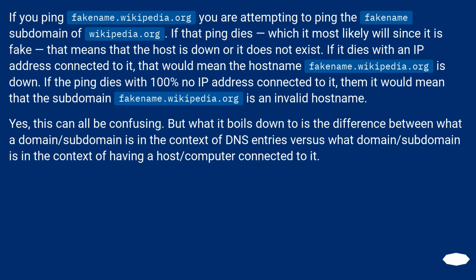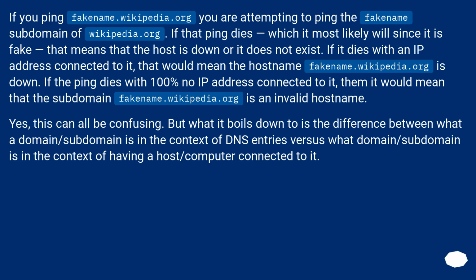If you ping fakename.wikipedia.org, you are attempting to ping the fakename subdomain of wikipedia.org. If that ping dies, which it most likely will since it is fake, that means that the host is down or it does not exist. If it dies with an IP address connected to it, that would mean the host name fakename.wikipedia.org is down. If the ping dies with 100% no IP address connected to it, then it would mean that the subdomain fakename.wikipedia.org is an invalid host name.